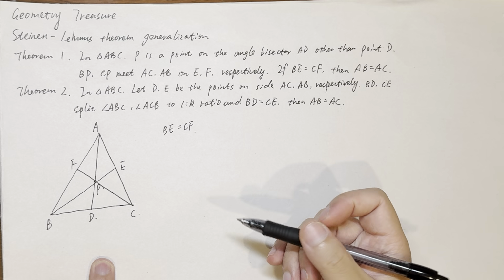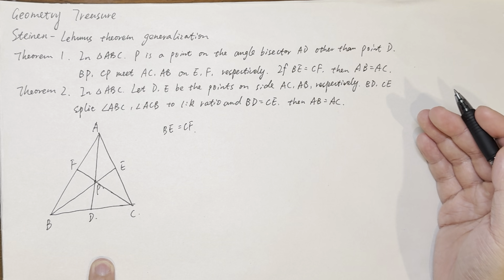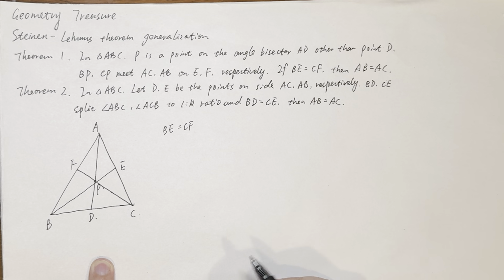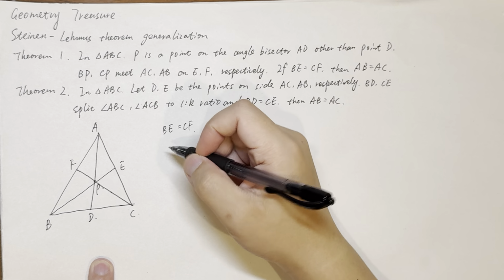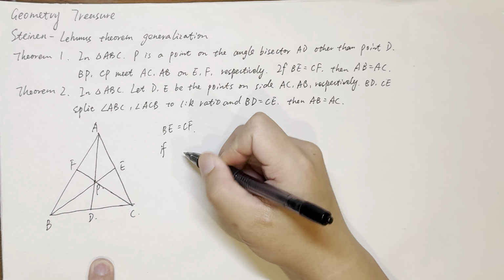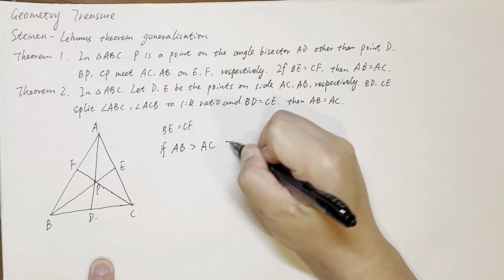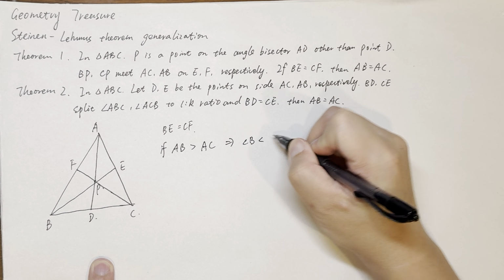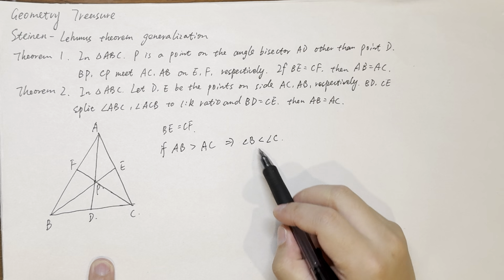So first, we can just assume AB is larger than AC, and then we can eventually get a result that conflicts with our assumption. Then we know that AB equals AC, right? Okay, so let's assume AB larger than AC. Then we know that angle B is less than angle C.